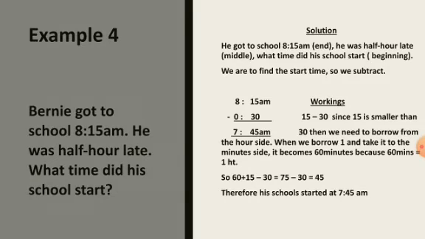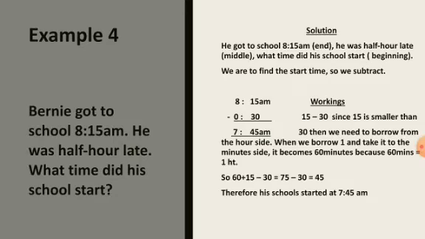So we have 15 minutes past 8 a.m. minus 30 minutes. Now, how do we arrive at our 30 minutes? They said he was half hour late. An hour is 60 minutes, right? So half of 60 minutes is 30 minutes. So that is half hour late, 30 minutes.